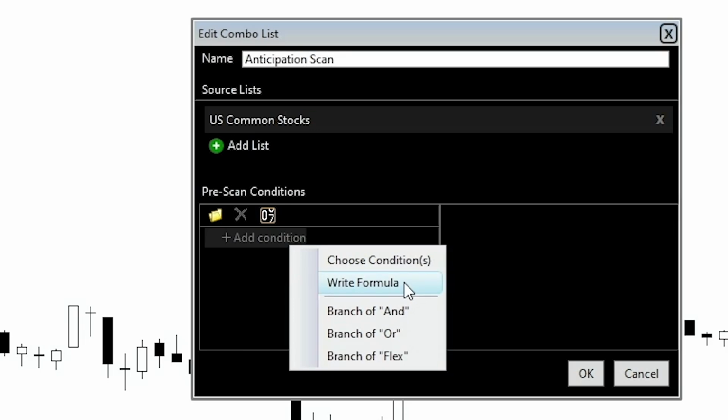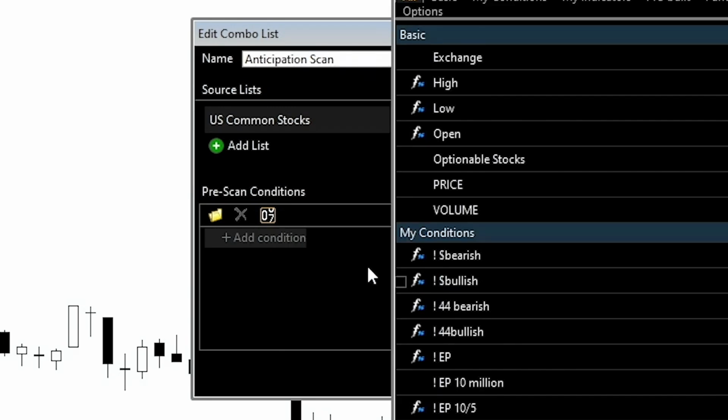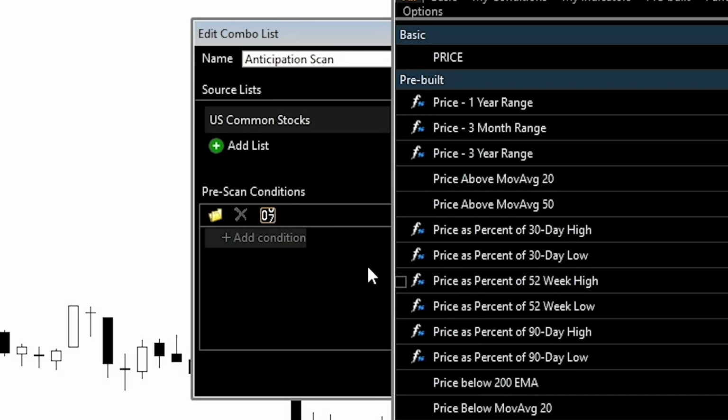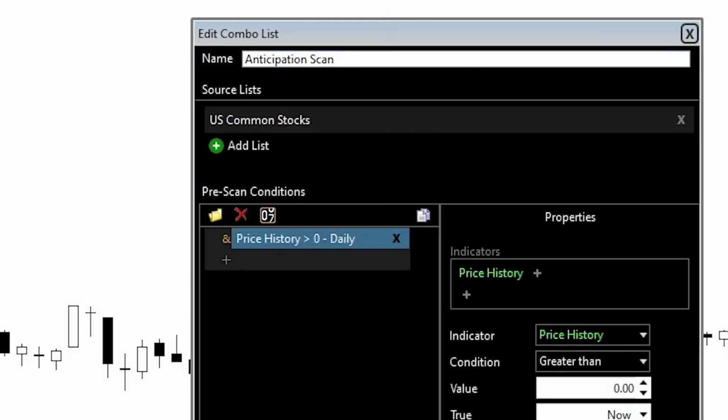So add condition. The first condition which I'm going to add is a simple condition. I don't want to look at stocks which are very low priced. I don't want to look at stocks with price below $10. So we can choose a price condition. You go to price and set it up with a value of $10. Now you add another condition.